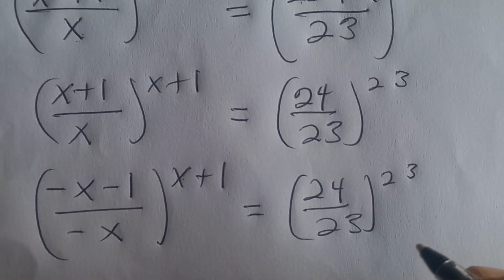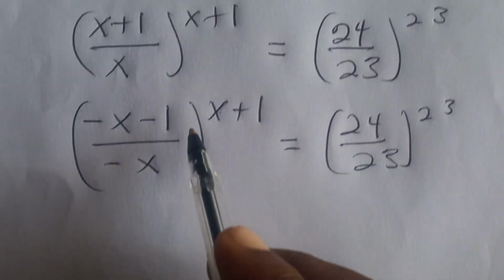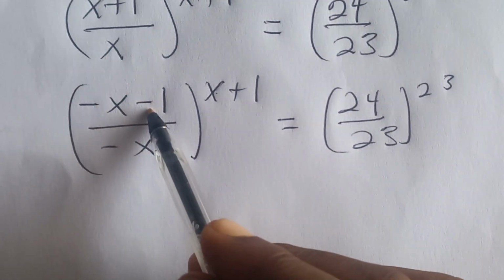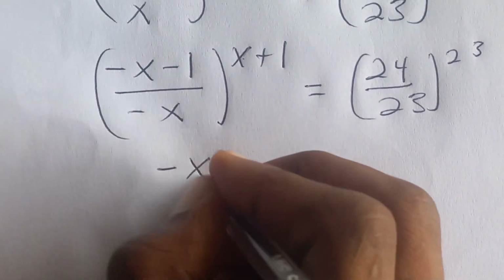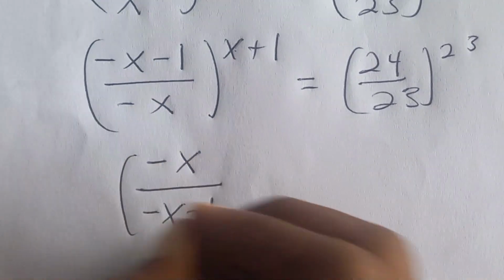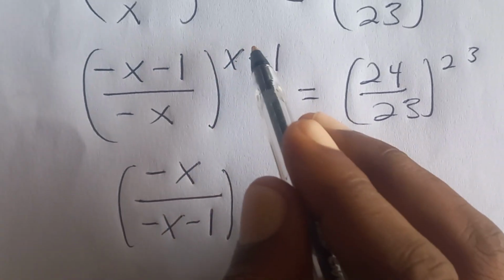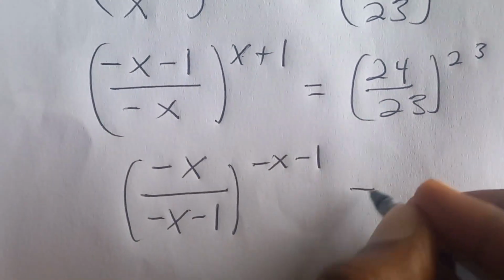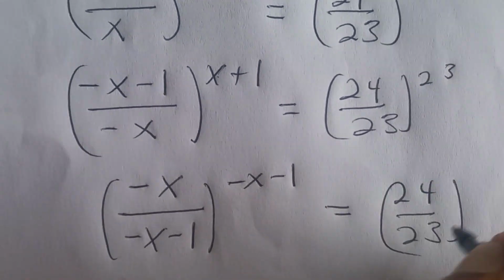So from here, we are getting this. Let us find the reciprocal of this function. The reciprocal of this function means that we are going to get (-x)/(-x - 1), all exponent x plus 1. Since we are finding the reciprocal, the exponent is going to change. So it will be (-x)/(-x - 1) which is equal to (24/23) exponent 23.